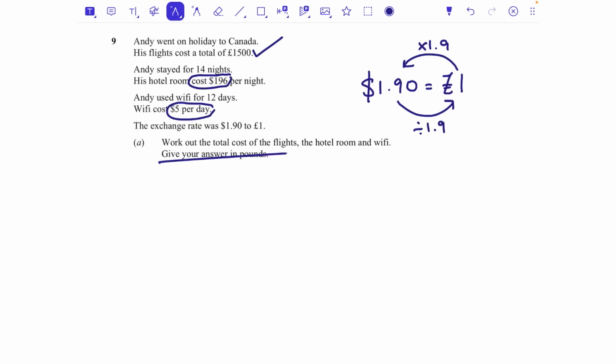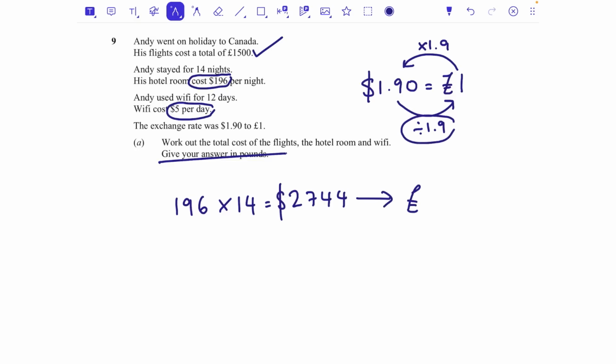So Andy stayed for 14 nights, and the hotel room is 196 per night. So I'm going to start by doing 196 times 14 to get the total cost of the hotel. And that is $2,744. Now to get that into pounds, we know we need to divide by 1.9. So I'm going to take that answer, divide it by 1.9, and that is £1,444 and 21 pence. I'm rounding it to 2 decimal places because it's money.